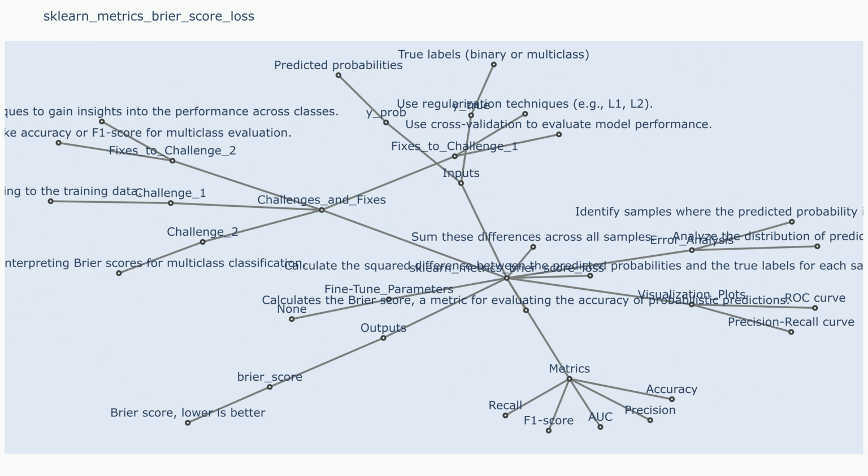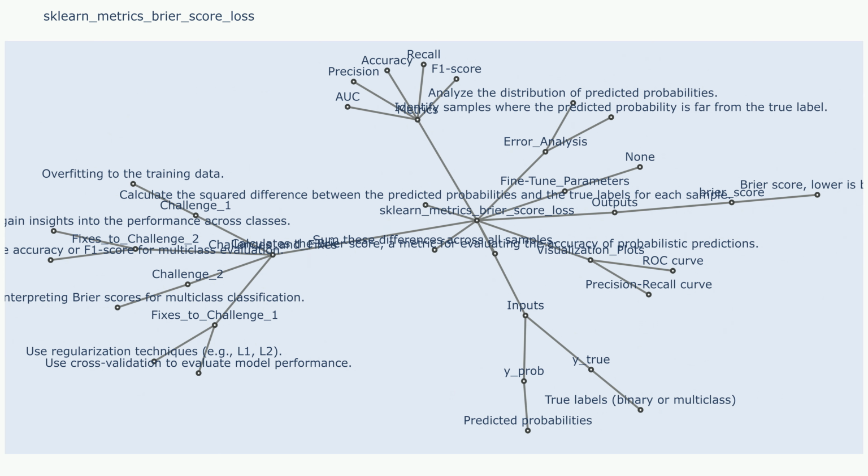Steps: calculate the squared difference between each predicted probability and the corresponding true label. Sum the squared differences over all instances. Divide the sum by the number of instances to obtain the Brier score.